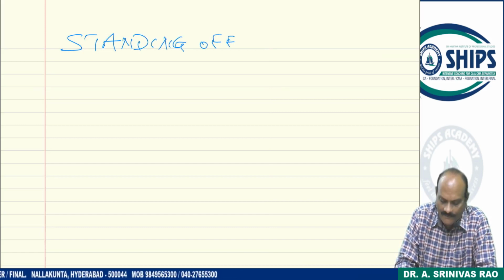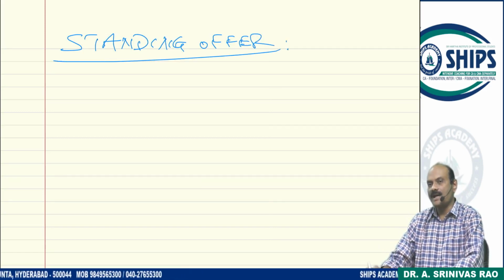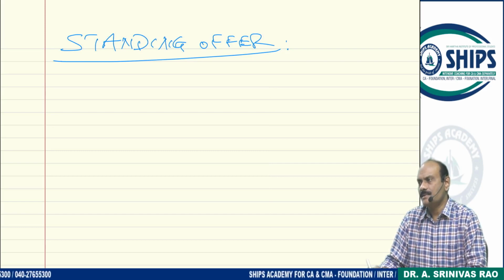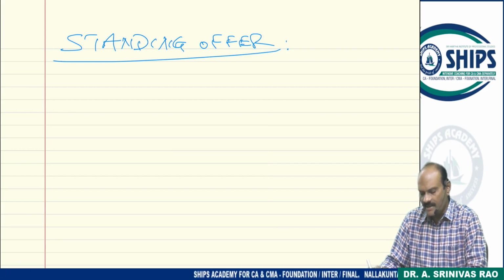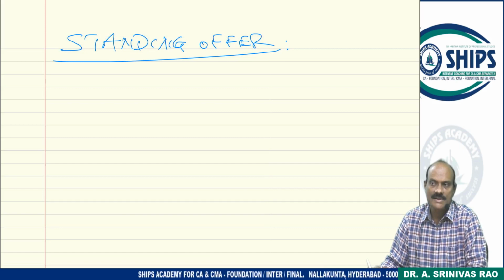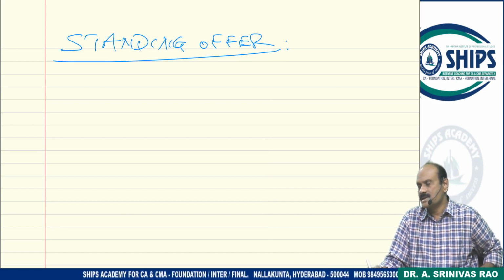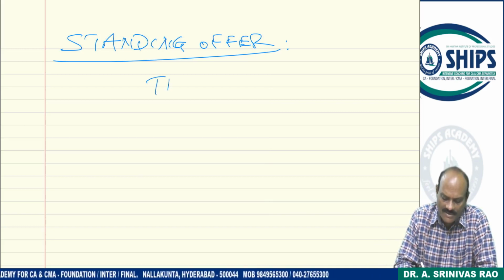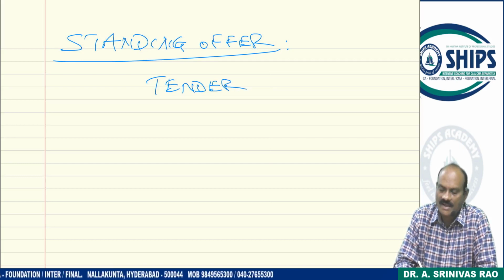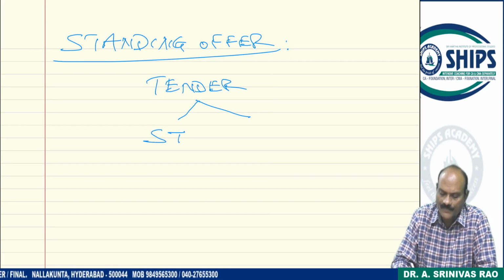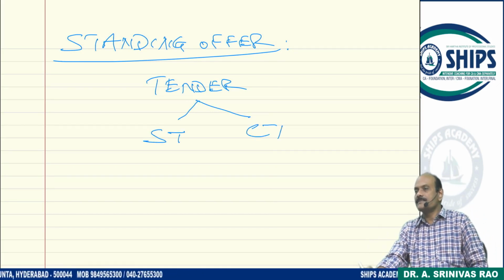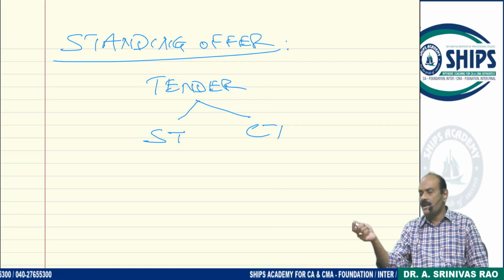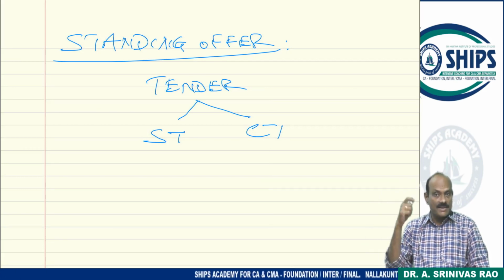Standing offer. This is the last point in the offer chapter. An offer remains enforceable continuously for a certain period of time. Example, tender. These tenders are classified into two types: specific tender and continuous tender. What is the example? First of all, verify the meaning. Standing offer: an offer remains enforceable continuously for a certain period of time.